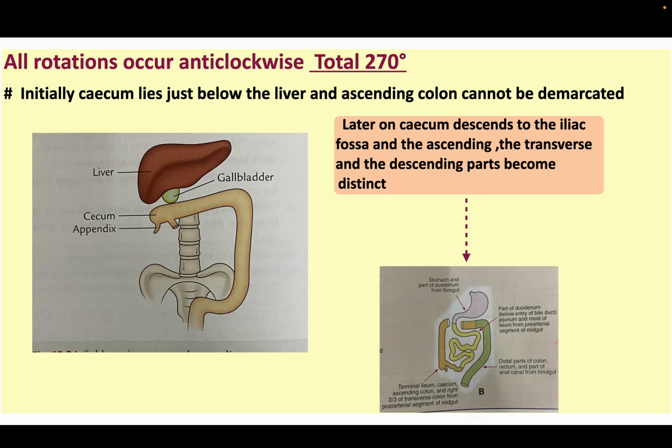So this is the picture showing the adult anatomy. We'll see like this, that the cecum is lying in the iliac fossa. It has the ascending colon, the transverse colon, and the descending colon. The ascending colon and right 2/3 of the transverse colon are derived from the midgut, and the left 1/3 portion, descending colon and sigmoid colon are derived from the hindgut.